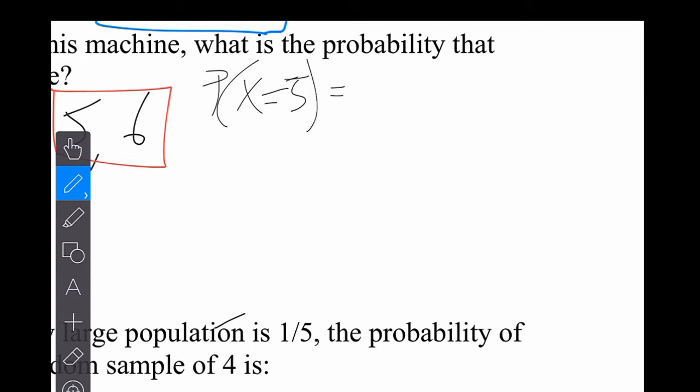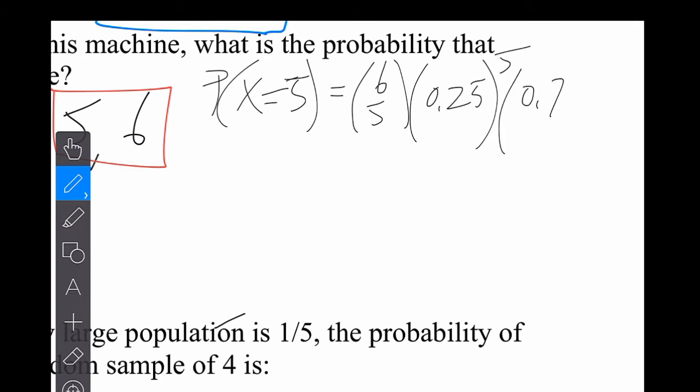Then we would say the number of ways of seeing 5 successes out of 6. I want all those arrangements. And there's going to be 6 ways of seeing that. And then I'm going to multiply that by the probability of defect for how many defects I'm going to see. In this case, it's 5. And then I'm going to multiply that by the probability of failure. And the number of failures I'm going to see, well, if 5 are defects, then 1 will not be defective.